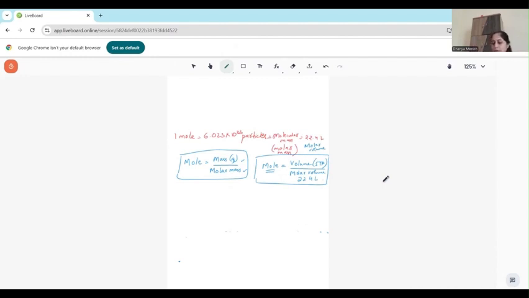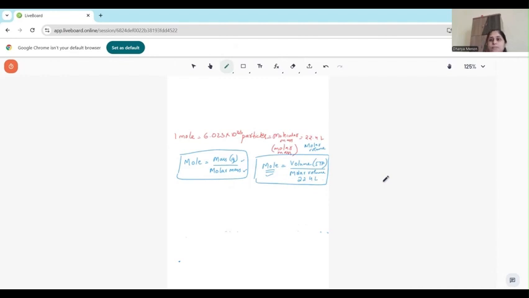Similarly, you can also find out the moles when you are given the volume at STP. You know the molar volume, you have to memorize it, 22.4. When you divide, you get the number of moles. So if you remember these few things, you can do a lot of questions.